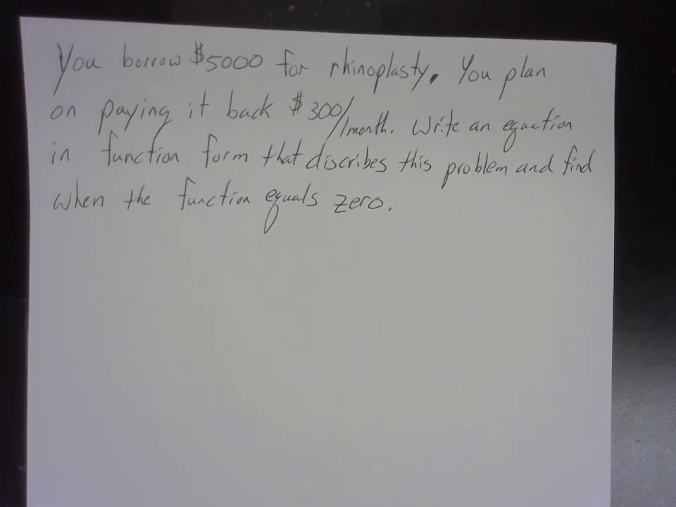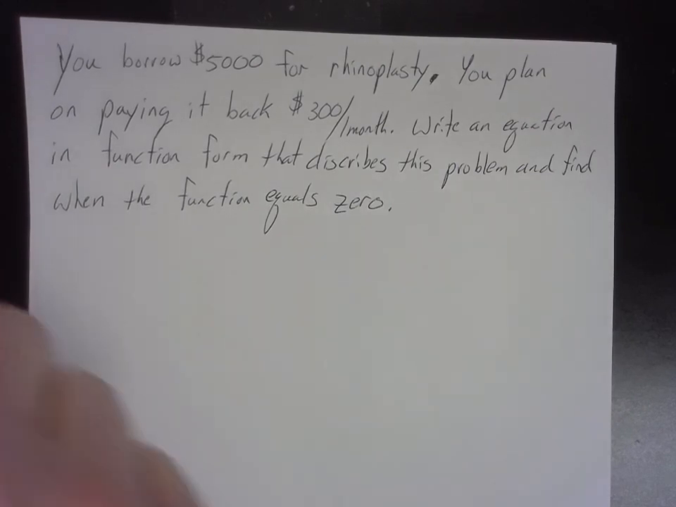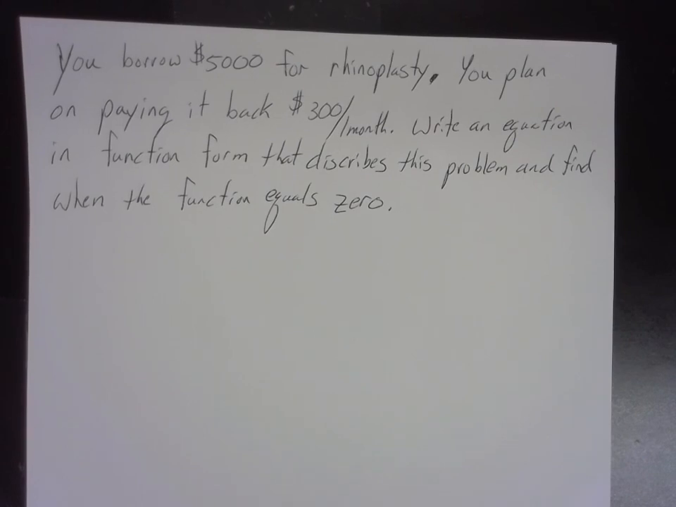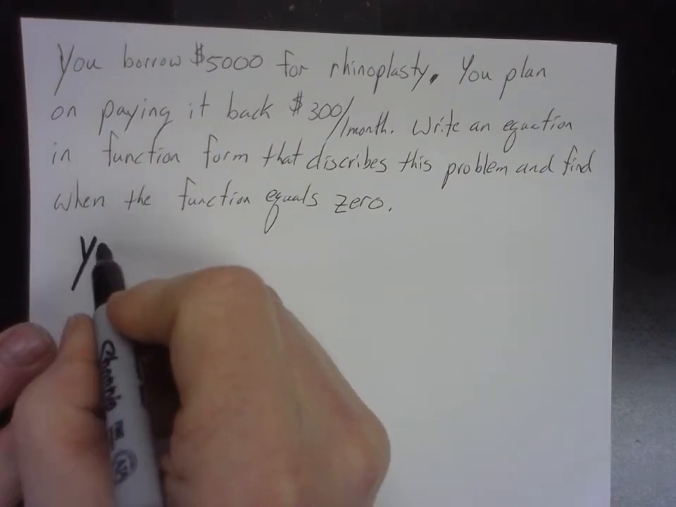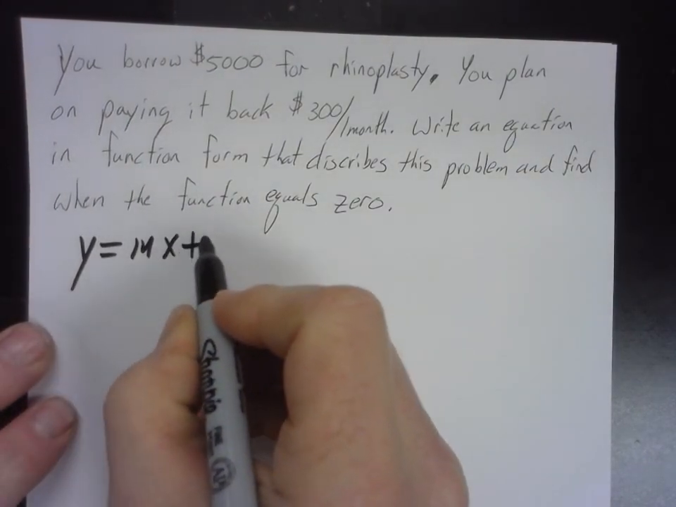Everyone agree? Okay. What's our start point? 5,000. Okay. And what's our rate of change? 300. Can I say it's negative 300? Yeah. Okay. So we said start with y equals mx plus b.